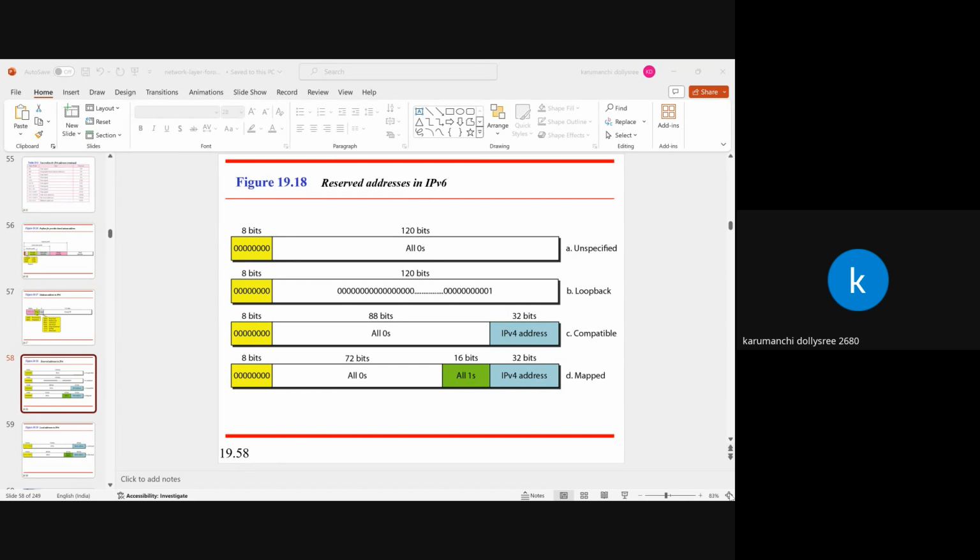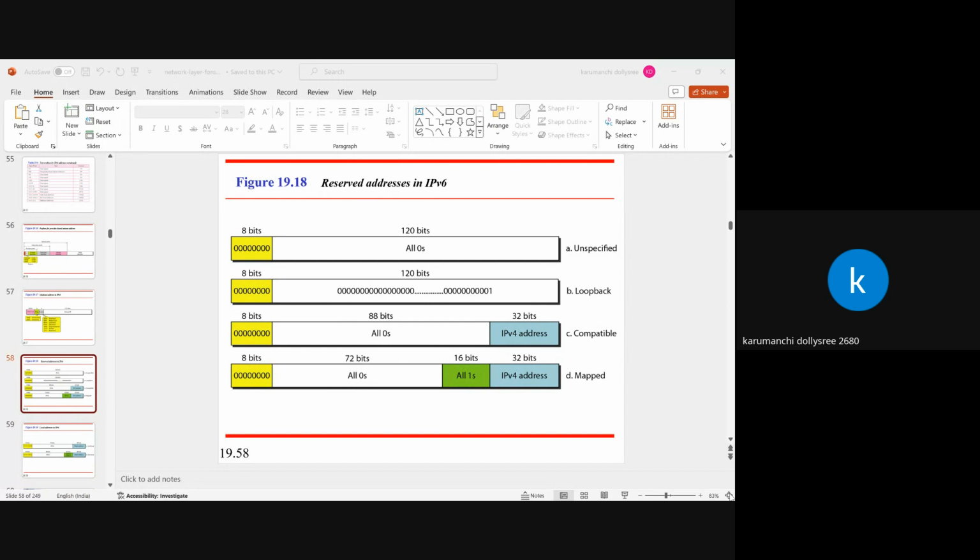So the next one is unspecified address. If you see here in reserved addresses, the first one is unspecified address, right? It is used when a host doesn't know its own address, then it will send an inquiry to find its address. For that we will be using unspecified address. And the next one is loopback address. A loopback address is used by a host to test by itself without going into another network.